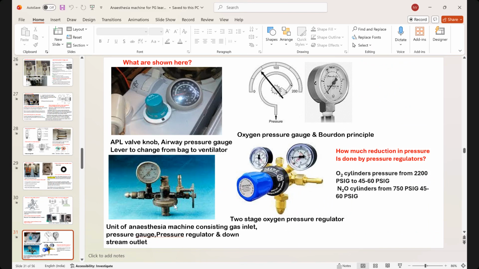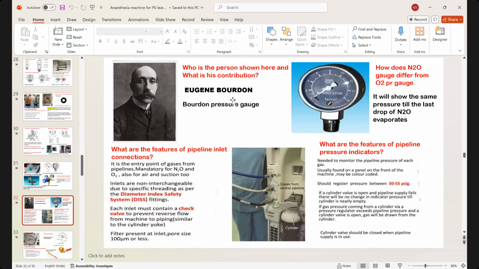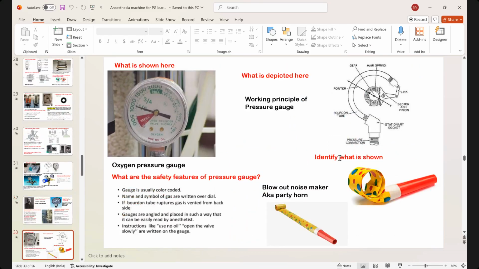This is the high pressure system which we will be seeing today. And the principle on which the pressure gauge works is called the Bourdon principle, and the person who designed that, Eugene Bourdon. All these we saw. It is based on a small toy, which is called the party horn, which straightens out when you blow. So that is the principle on which the Bourdon gauge works.